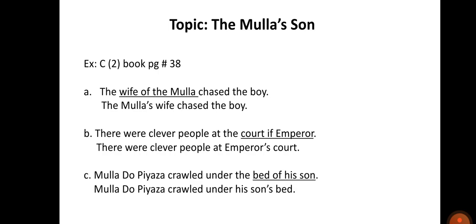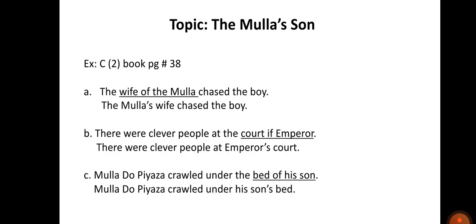The wife of the mullah chased the boy. Now here students, we have to change the underlined words and shorten them with the help of apostrophe s. Instead of writing wife of the mullah, we are talking about the wife which belongs to mullah. So we will write down mullah's wife, with mullah apostrophe s. This is showing us that we are talking about the wife which belongs to mullah. The mullah's wife chased the boy. So in this way we have shortened the sentence.